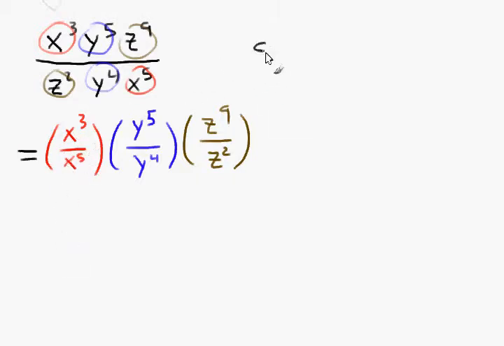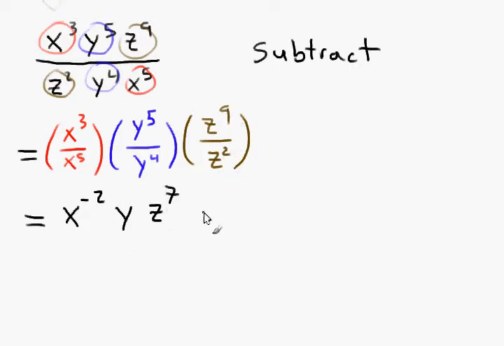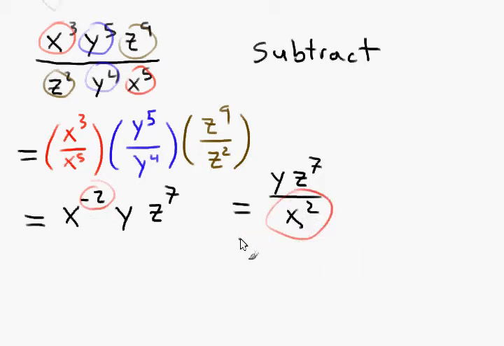Now with division, we're going to subtract instead of add. So this will be x to the 3 minus 5, x to the negative 2, y to the 5 minus 4, y to the first power, z to the 9 minus 2, that's z to the 7th power. And if we wanted to, we could write this as y times z to the 7th divided by x squared. Remember, a negative exponent indicates a reciprocal. Okay.